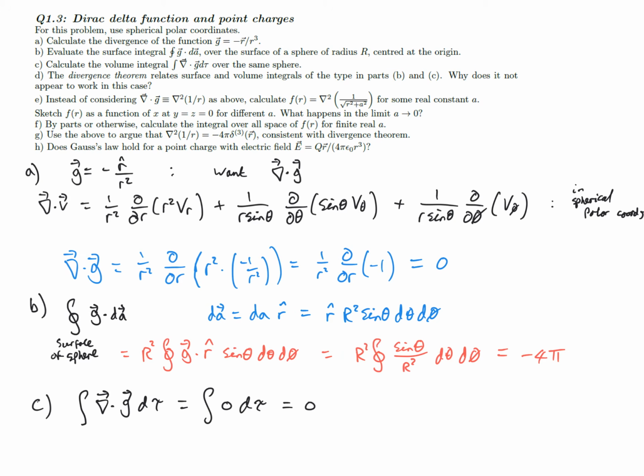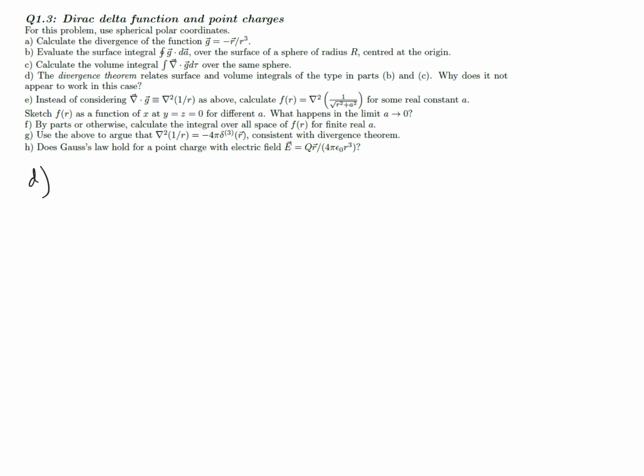So I appear to have a bunch of interesting mathematical results. Well, whether or not they're interesting is a matter of interpretation, but they might seem slightly more interesting when we read part D of the question. The Divergence Theorem relates the surface and volume integrals of the types in part B and C, but it doesn't seem to work. So let's have a look at the integrals again.